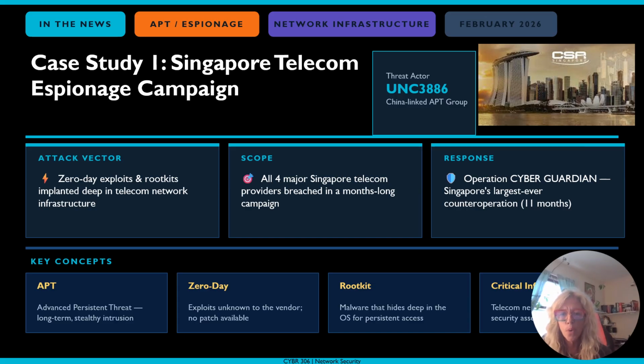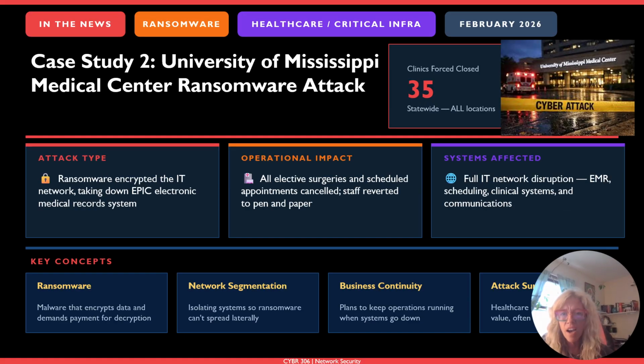But yeah, so that happened. We also wanted to bring up another attack. This is the UMMC ransomware attack, which also happened in February 2026, the University of Mississippi Medical Center. And so this hits very close to home for anyone who thinks about healthcare security.